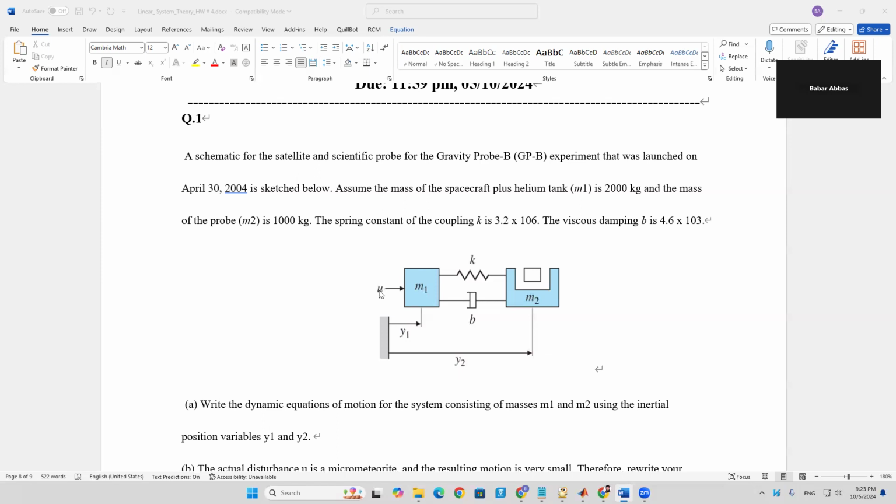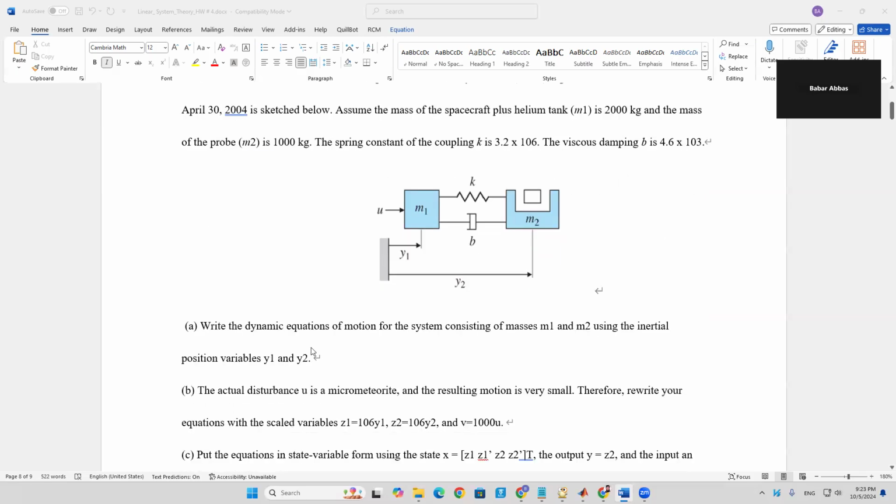We are having the control force u, and y1 is the relative displacement of the mass body m1, y2 is the displacement of m2 with respect to this position. The mass of m1 is equal to 2000 kg, the mass of m2 is 1000 kg, and the values of k and v are also given here.